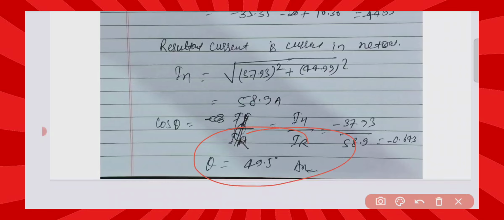So here we calculated the current in the neutral wire. The current in the neutral wire is the resultant of all three wires, that is yellow, red and blue, and how we calculated the angle you see here.